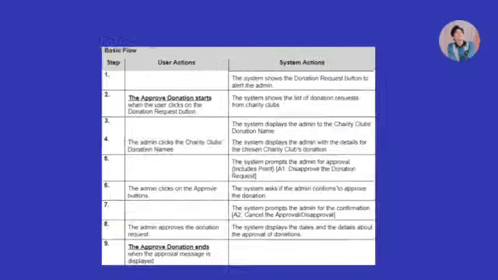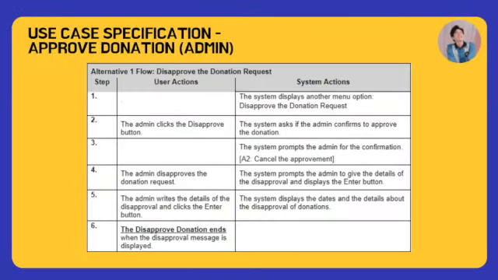of the admin. So the first alternative flow in approved donations use case is disapprove the donation request. So the admin can disapprove the donation request when they click on the disapprove button, and the system asks if the admin confirms to disapprove the donation, and then the system will prompt the admin for the confirmation. And also at this point, there is alternative 2 that the admin can also cancel the disapproval and go back to the main menu.